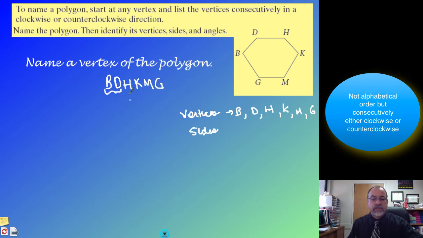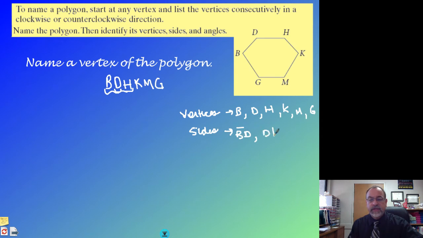So these 2 letters are one side, so that would be segment BD, and then the next 2 letters would be another side, DH, and then the next side, HK, then the next 2 letters, KM, and then MG. But then don't forget the first letter and the last letter would also be a segment, GD. So 1, 2, 3, 4, 5, 6. Notice that the number of vertices and the number of the sides are the same.